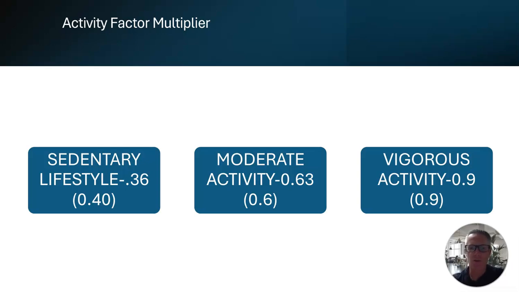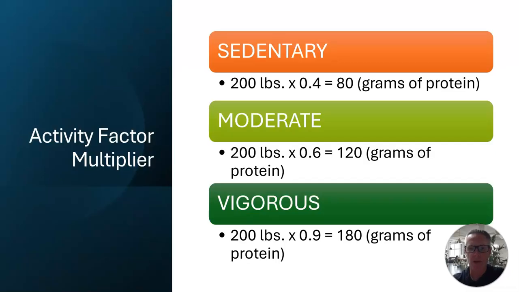So if we look at this and do the math on it, I have it up here for a 200-pound person. They would take that multiplier. Sedentary lifestyle, they multiply it by 0.4, they're going to need 80 grams of protein per day. Moderate exercise, 0.6, that's 120 grams of protein per day. And then the vigorous exerciser is going to need essentially 180 grams of protein per day.